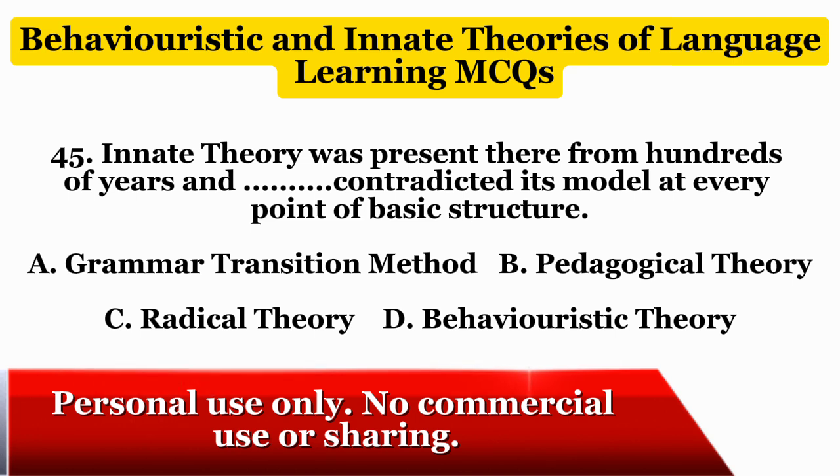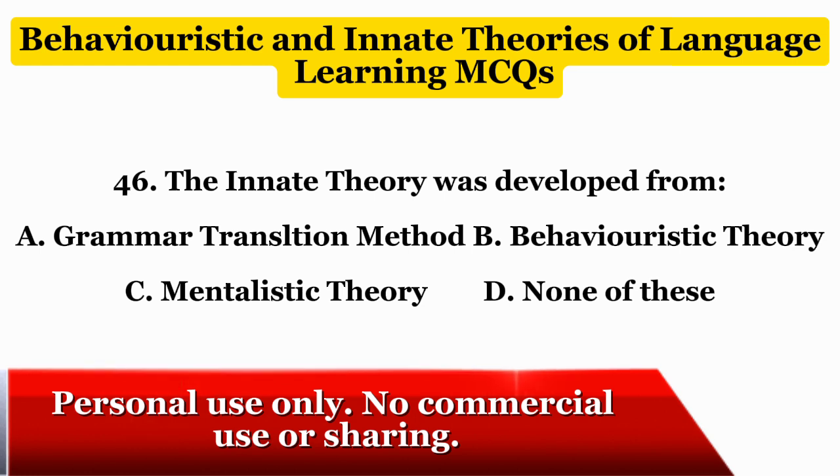Innate theory was present there from hundreds of years, and which of the following theory contradicted its model at every point of basic structure? Grammar translation method, pedagogical theory, radical theory, behavioristic theory. Right option is D. Behavioristic theory contradicted its model at every point of basic structure. The innate theory was developed from grammar translation method, behavioristic theory, mentalistic theory, none of these. Right option is C. The innate theory was developed from mentalistic theory.